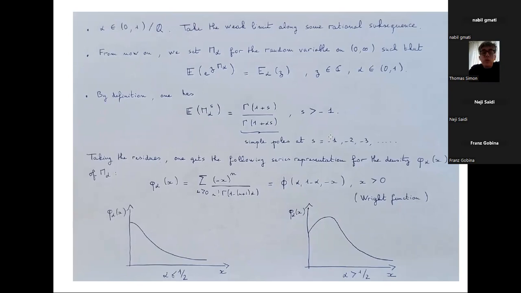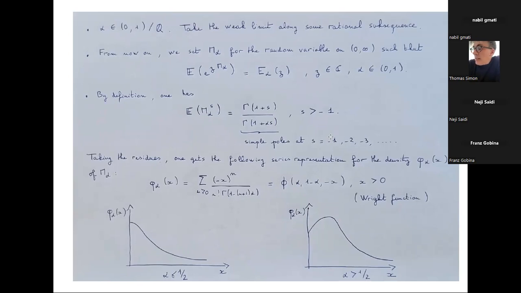So you can invert that by the inverse Fourier transform or the inverse Mellin transform. This is the same, and you get an expression of the density of the random variable as a convergent series. So when you look at that, it's not clear that this function is positive, but it's true because it's the inverse Laplace transform, anyway, of a moment generating function.